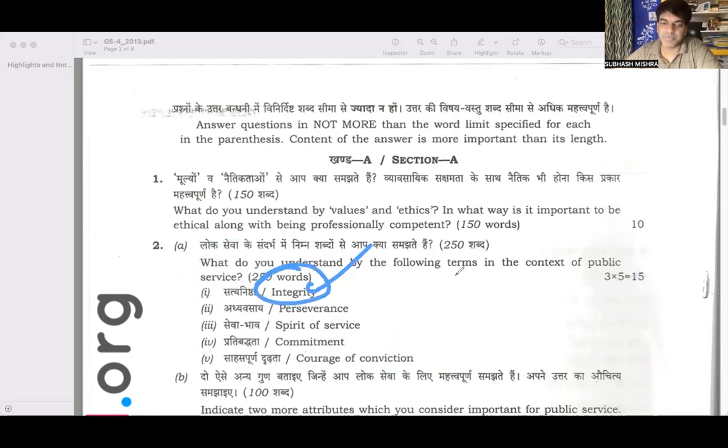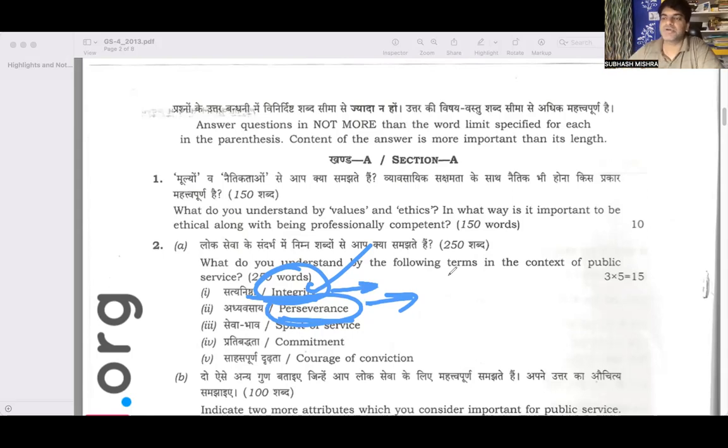Integrity. In what way? In public services, you will show some examples where people have shown integrity in the services also. Okay, integrity. Perseverance. Perseverance means carrying along one thing for a longer time and not putting down your guard even if failures are coming. That is my understanding; your understanding of perseverance can be different.